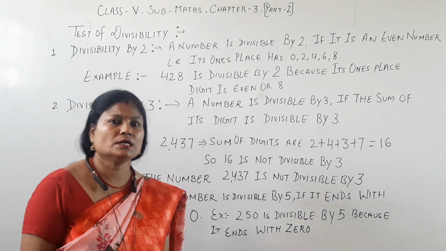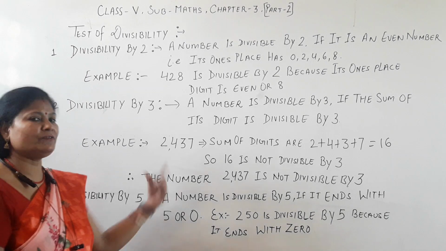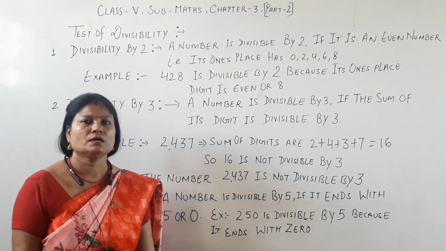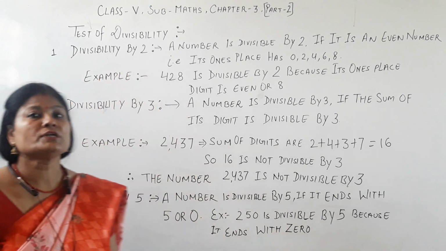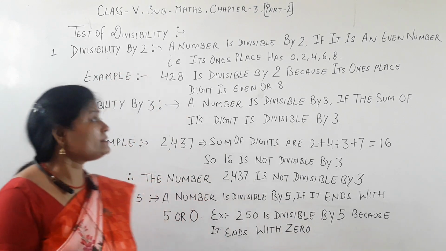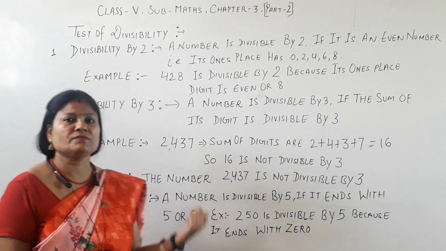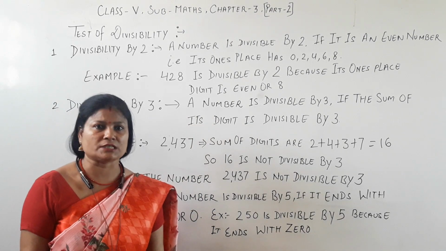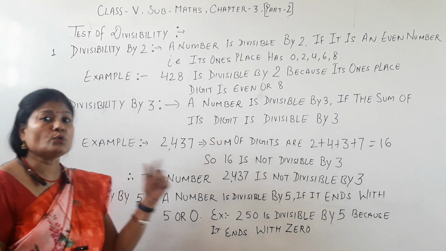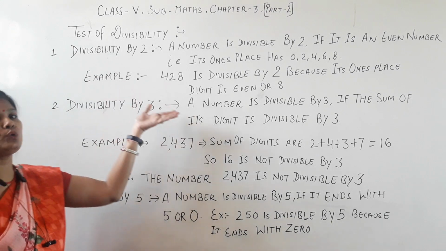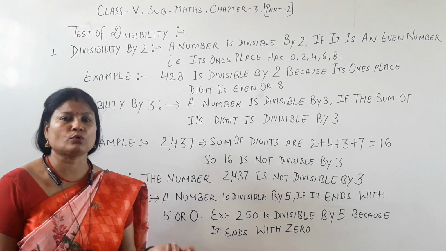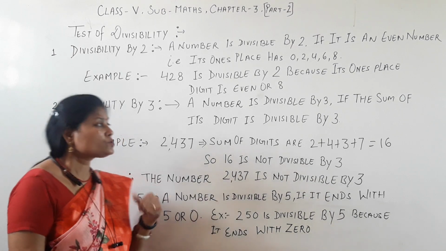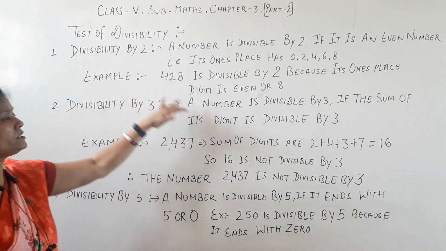We have already revised the definitions in the previous video. So now in this video, we are moving to the test of divisibility. Why is it necessary? Because in the previous video, we did prime factorization. Before going to prime factorization, how do we know that this number is divisible by 2, by 3, by 4 or by 5? Because we don't know. So we will revise our divisibility rules.